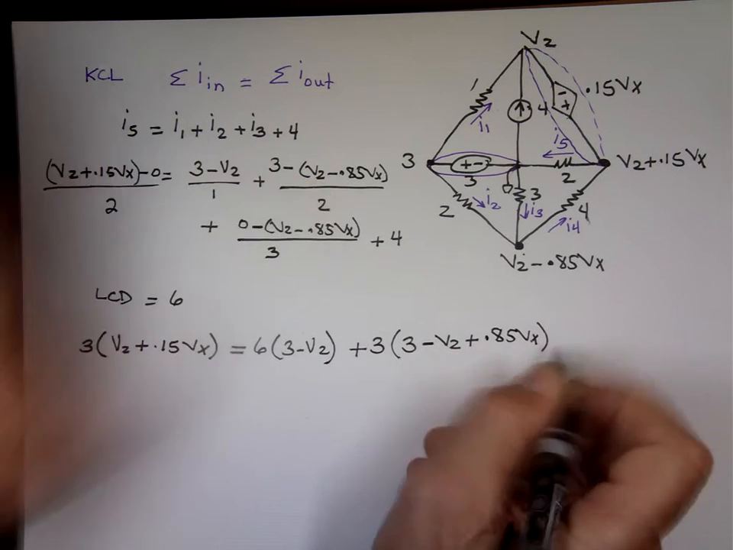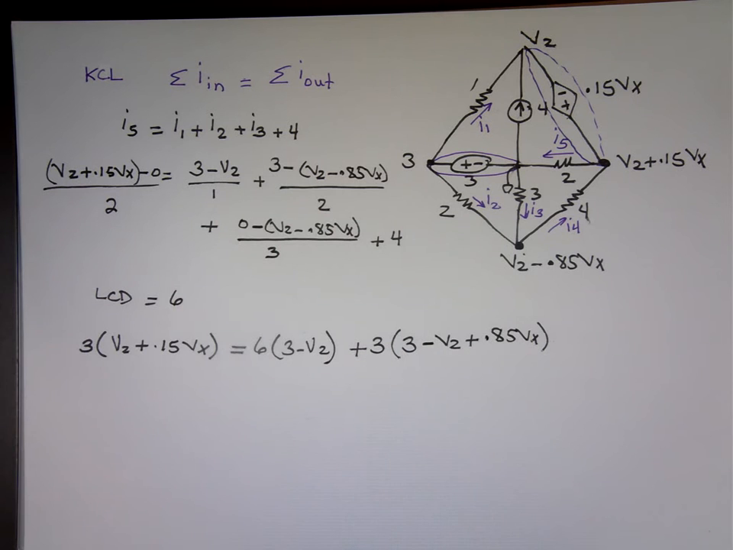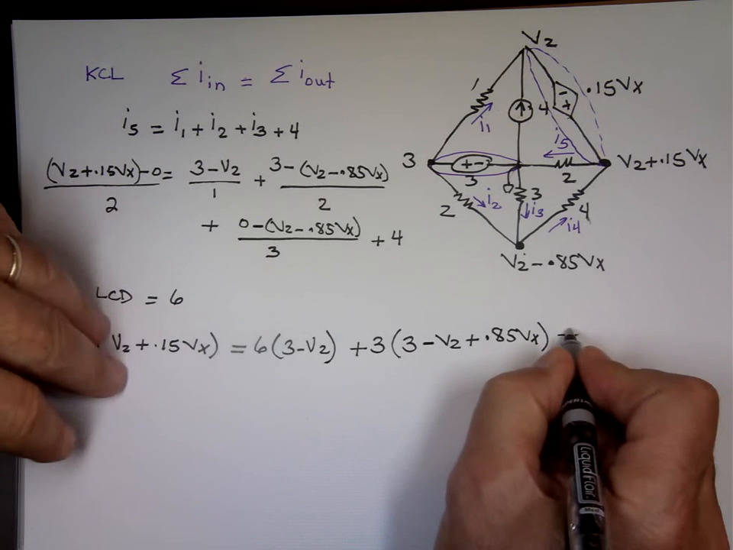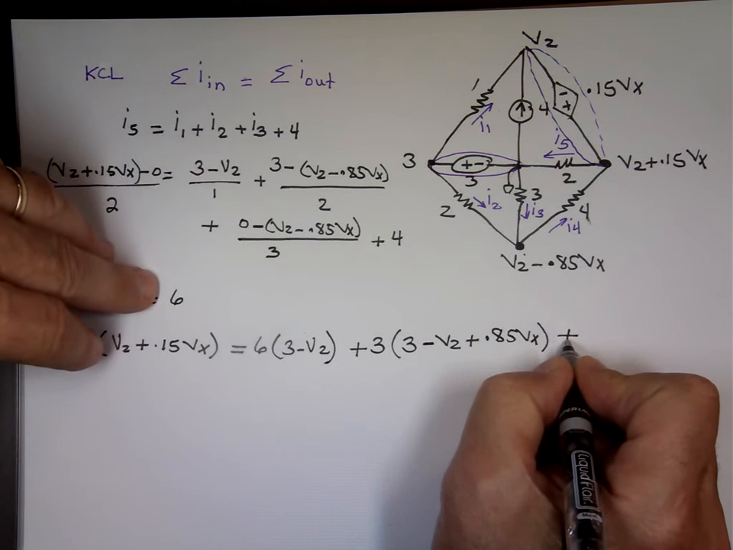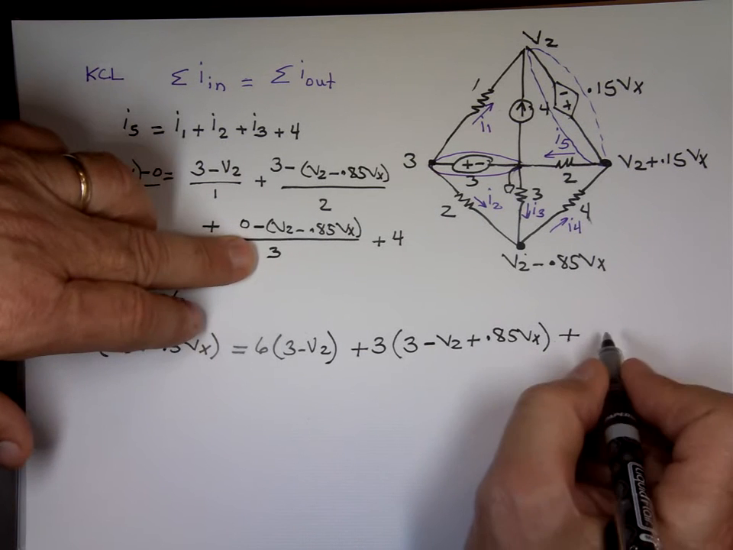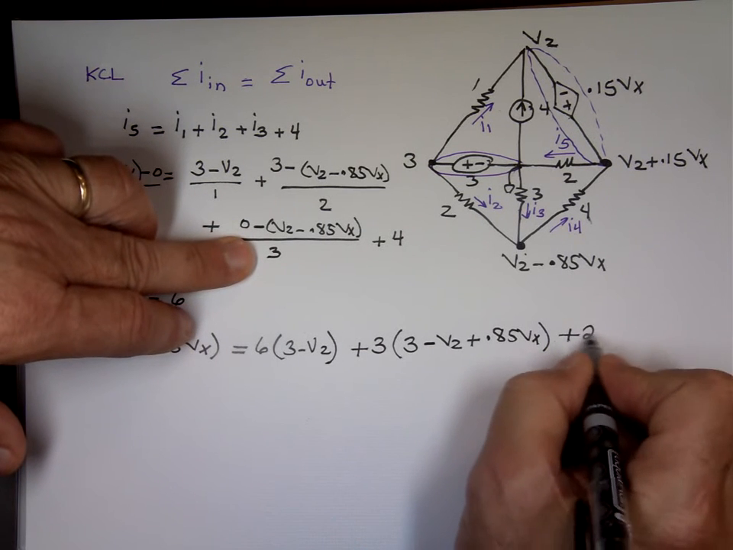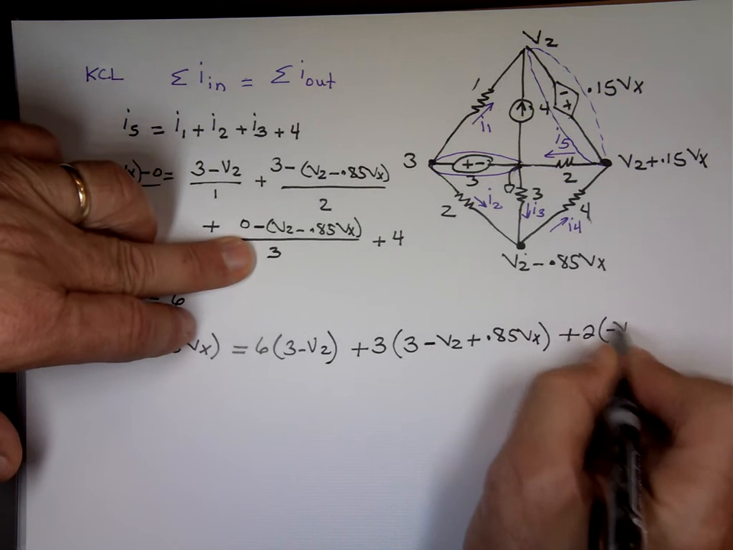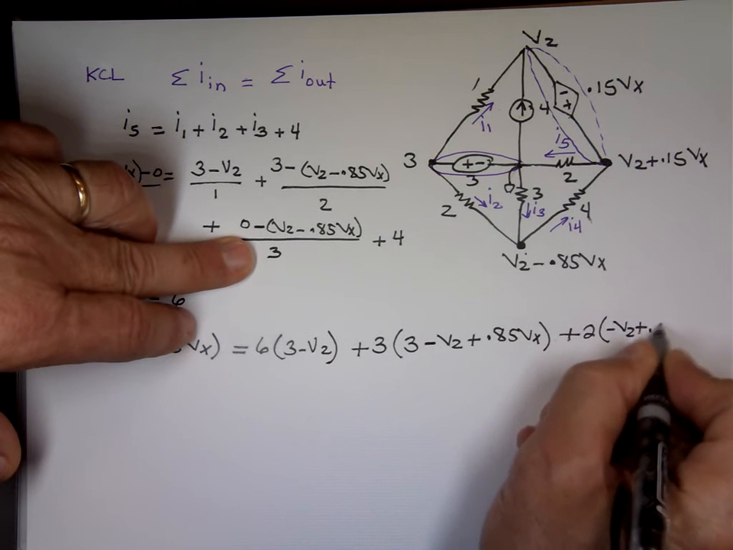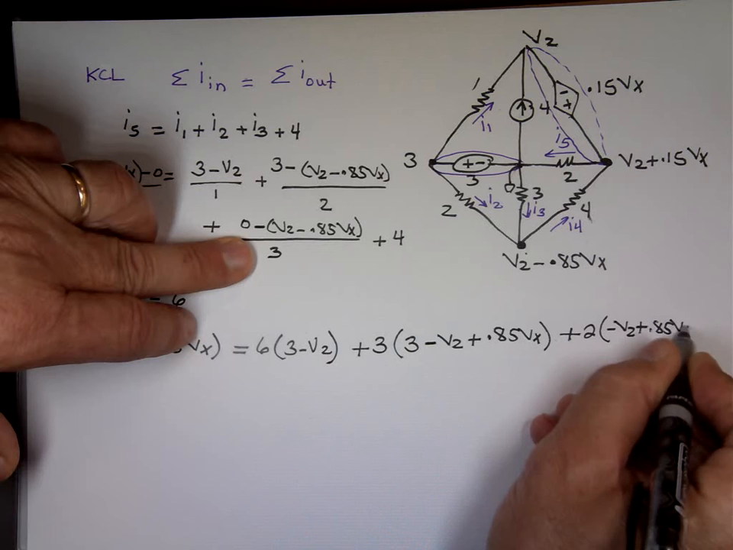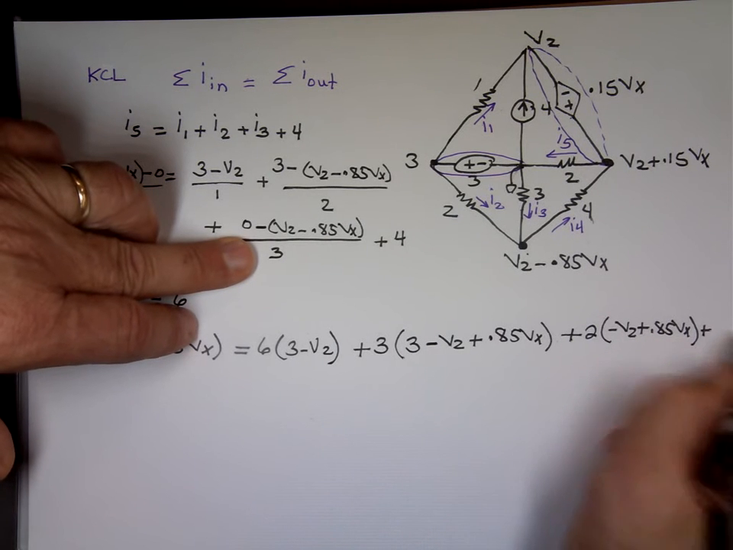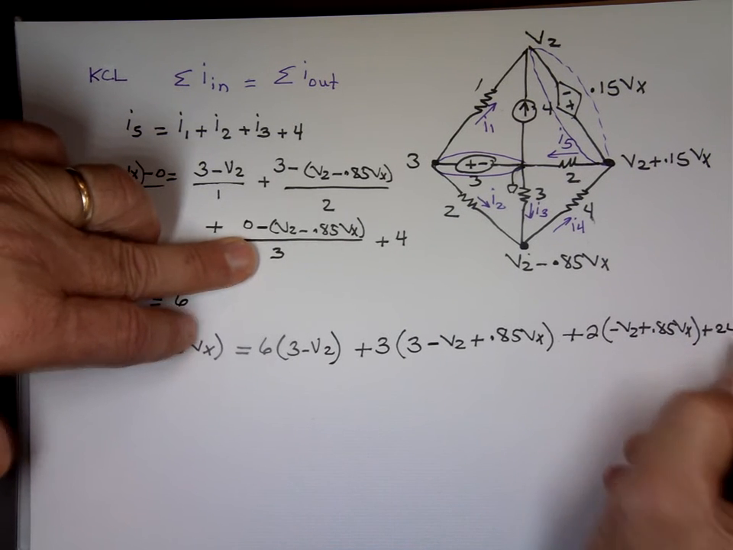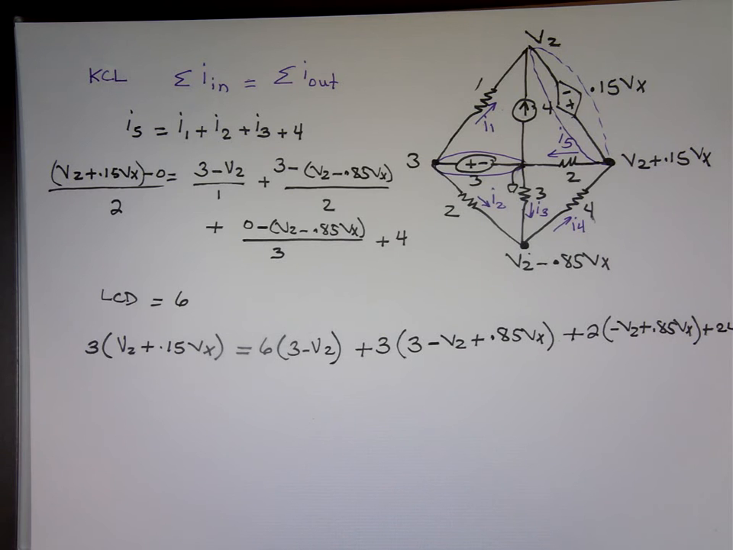Do you see that, everyone? Minus to minus is a plus. Plus will be what? 2 times what? Negative V2 plus 0.85 Vx. And what's 4 times 6? 24. So I multiplied everything by 6.